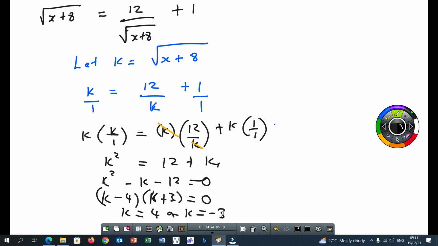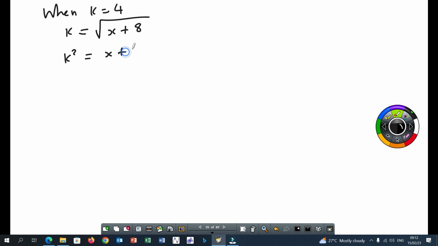Okay. Now remember, our original equation is in terms of x. The original equation is in terms of x. Therefore, we need to substitute these two values of k here. If we substitute there, it means we are going to have two square root equations. Okay? So, when k is 4, you get k equal to the square root of x plus 8. So that means we get k squared equal to x plus 8. Okay, we can square them.